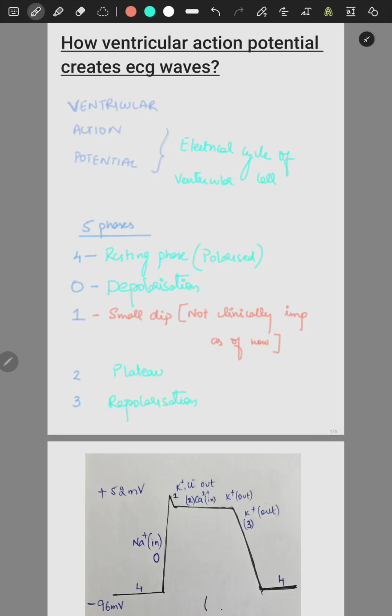Hello folks, welcome back. Till now, we have seen that ECG records electrical activity, not heart contraction. But what exactly is this electrical activity? To understand ST segment, T wave changes, or MI patterns later, we must first understand what happens inside a single ventricular cell. This is called ventricular action potential.